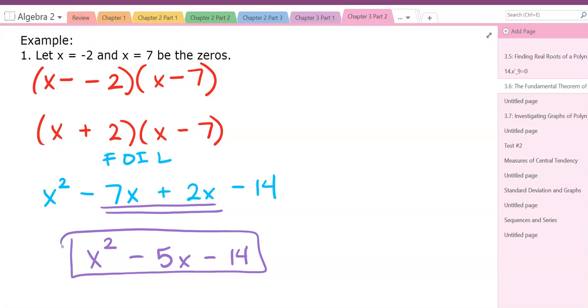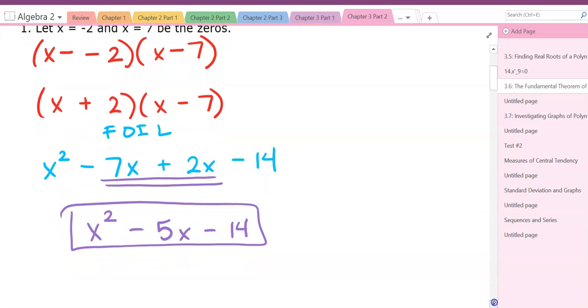Okay, now we're going to do the same thing moving forward with more than just two roots. So we're going to get into cubic functions and quartic functions, where you have x to the third, x to the fourth. Depending on the number of roots that they give you, that shows you what the highest degree should be. If you have 3 real roots, you're going to have x to the third. If you have 4 real roots, you're going to have x to the fourth. You set them up the exact same way.